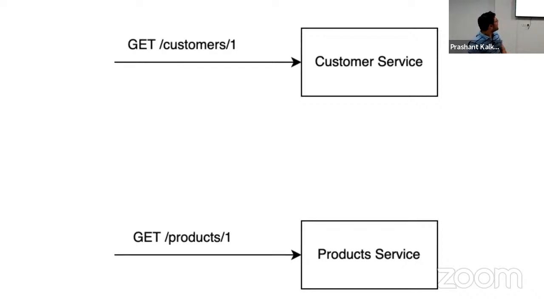Both of them have one endpoint called customers and the customer ID. So /1 is essentially the ID. And products is again the same thing. You are asking for the product details. So you essentially say product/1. Both of them are GET requests.